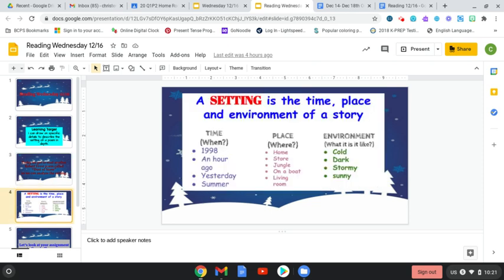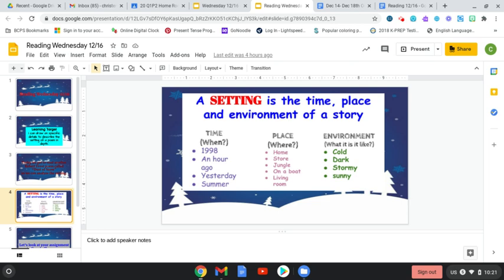So just a reminder, a setting is divided into 3 categories. A setting is the time, the place, and the environment that a story is taking place. Now remember, time is not time on a clock. It can be a year, an hour, yesterday, summertime, next week, anything that would tell you when the story is happening.